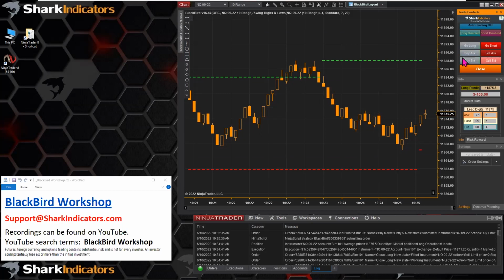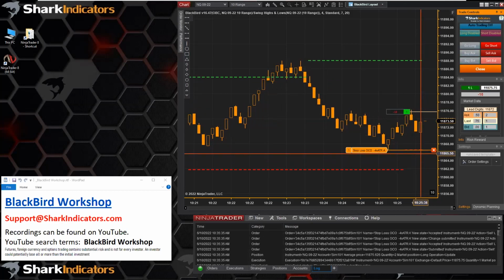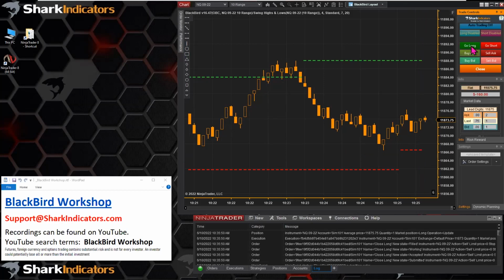Oh, there we go. Okay. There. Hopefully you guys saw that. That happens real quick, but the stop loss started off a couple of ticks below, and then it moved right up to the swing low within a split second. So I'll see if I can do that one more time here.